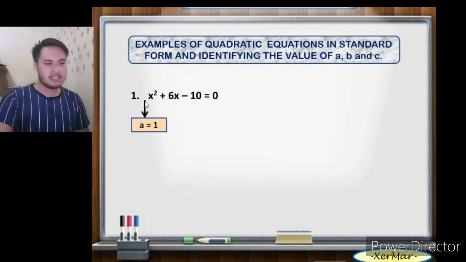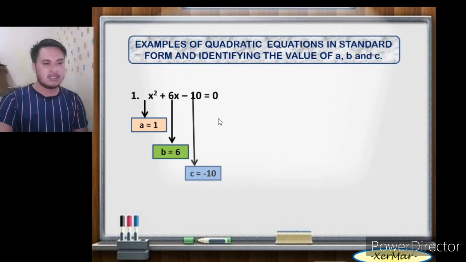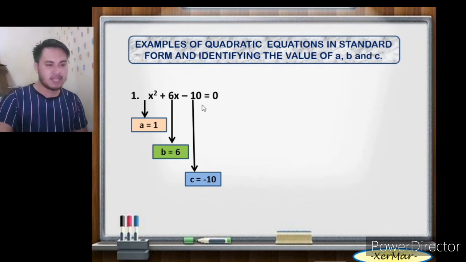So again, here the value of a is 1. Next, the value of b is 6. And we have the constant term as negative 10. Don't forget to indicate the sign. So negative 10 is the value of c. So here, you don't need to write the positive sign for the values of a and b.